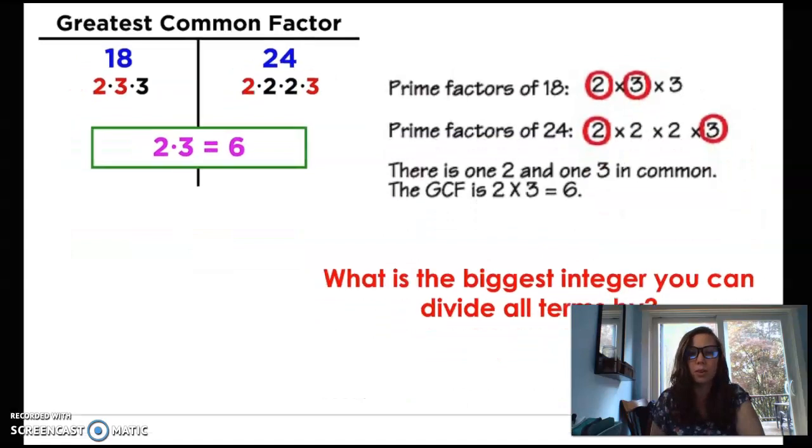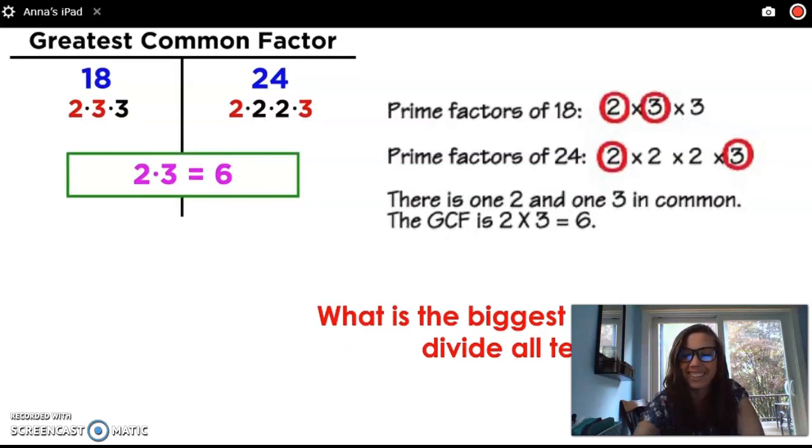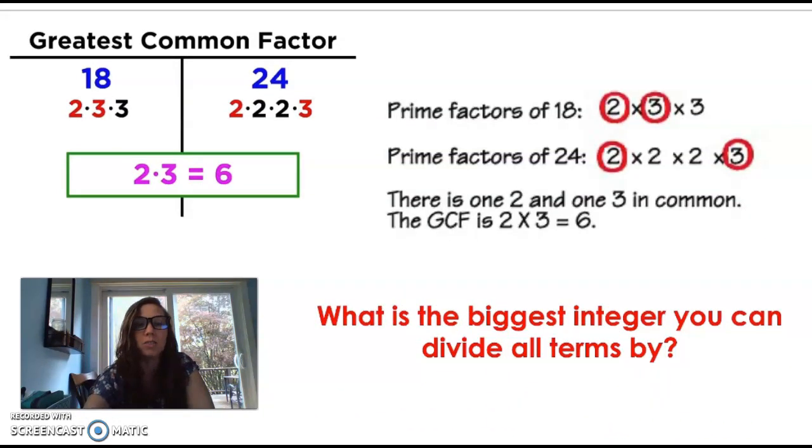So just to review what the greatest common factor is: the greatest common factor is the biggest number that both terms, or more than one term, can divide by. So the biggest integer you can divide every term that you have by. If you're talking about 18 and 24, they're both divisible by 2, they're both divisible by 3, but the largest number they're divisible by evenly is 6. So that's how you talk about what the greatest of the factors are.